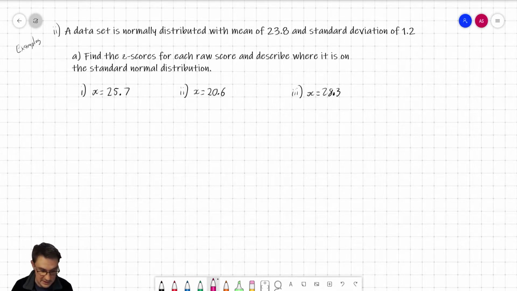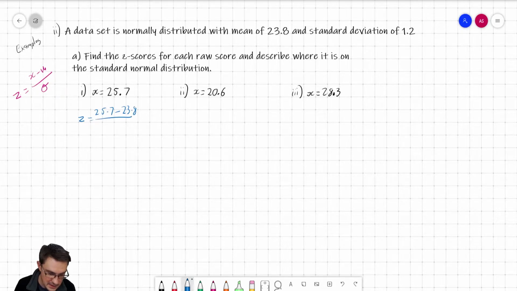So for each of these here, we do have to use the z-score formula, which is z is equal to x minus the mean over the standard deviation. So in the case of the first one here, its z-score is going to be equal to 25.7 minus 23.8, over 1.2. So this z-score is equal to 1.58, rounded off to two decimal places here. So what we would say is this lies 1.58 standard deviations to the right of the mean.